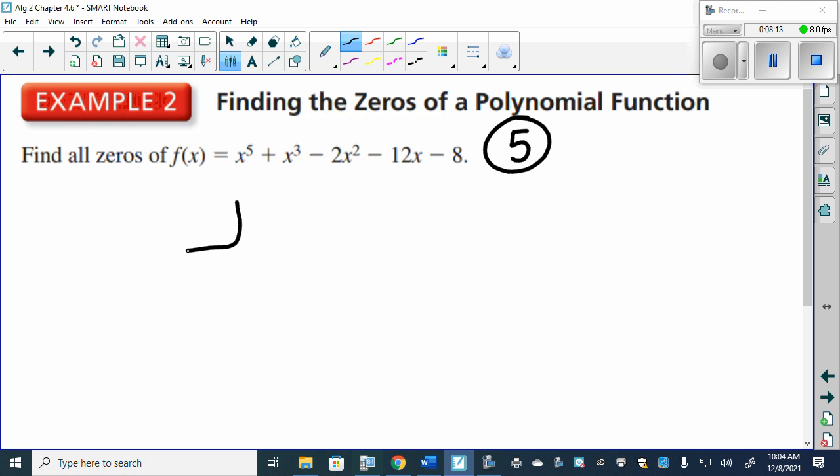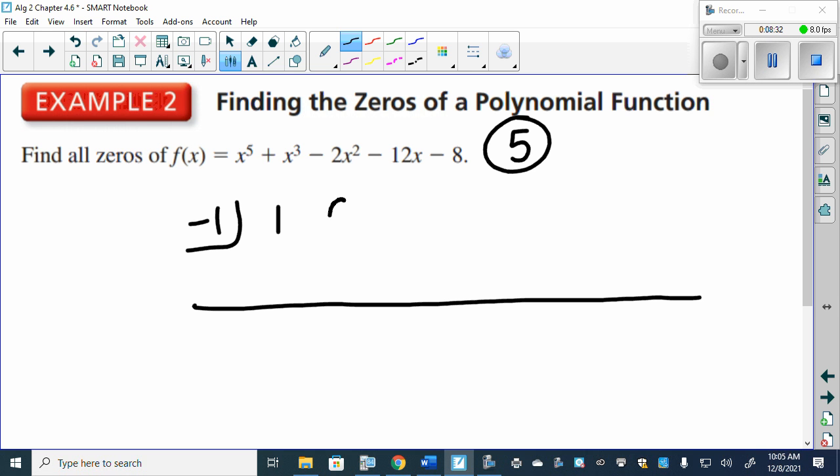So we can check -1 first. Any questions on any of this here? Now we would have 1 for x to the fifth, and then what would come next? 0, because we don't have an x to the fourth. Then we would have 1 for x cubed, -2 for x squared, -12 for x, and then -8.